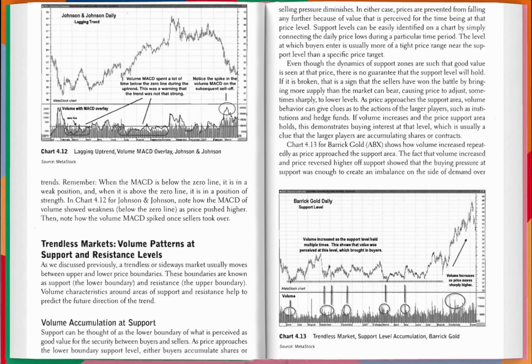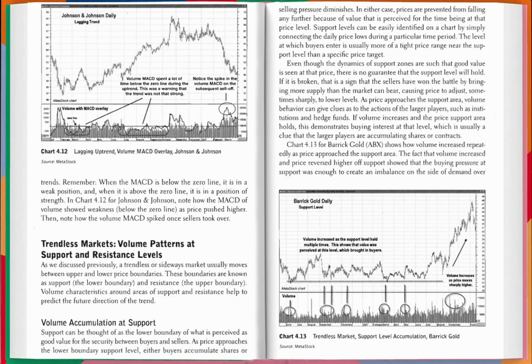If it is broken, that is a sign that the sellers have won the battle by bringing more supply than the market can bear, causing price to adjust, sometimes sharply, to lower levels. As price approaches the support area, volume behavior can give clues as to the actions of the larger players, such as institutions and hedge funds. If volume increases and the price support area holds, this demonstrates buying interest at that level, which is usually a clue that the larger players are accumulating shares or contracts.